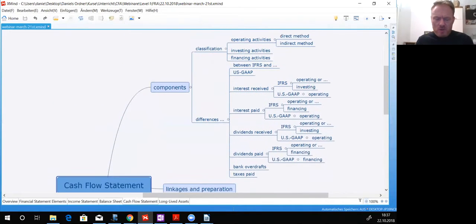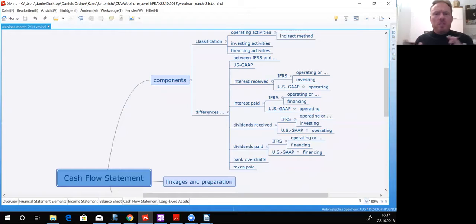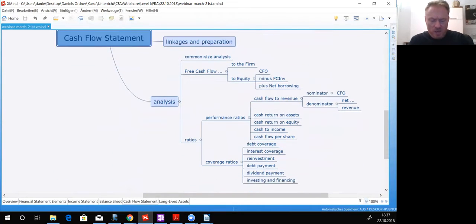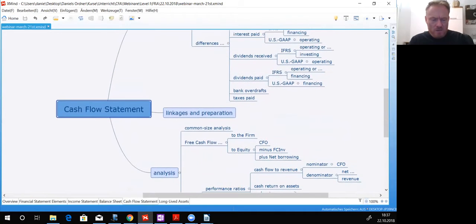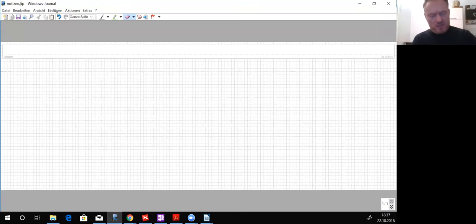But now, cash flow statement. First, there is operating activities, investing activities, and financing activities. There are differences, of course, between International Financial Reporting Standards and the United States Generally Accepted Accounting Principles. But those are differences with regard to details. There is, however, a larger thing we need to see, and that is this: the statement of cash flows.